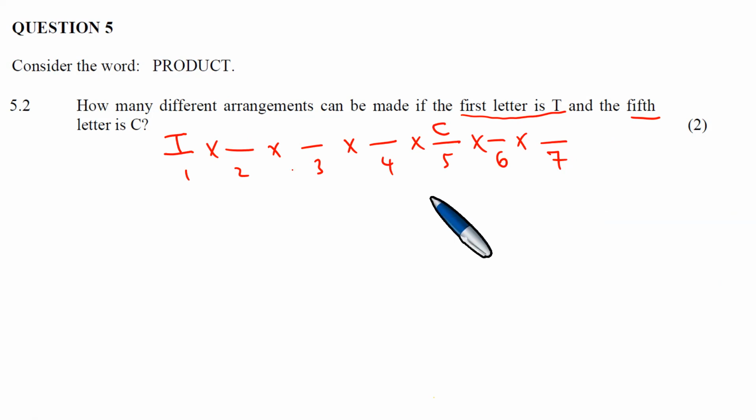So, we are counting different arrangements, people. Now let's continue. We're looking at the different arrangements, the first letter and the fifth. If we make the first letter T and the fifth letter C, what do we have?